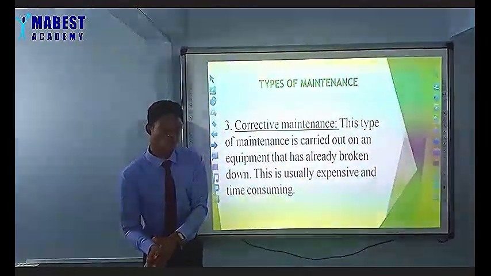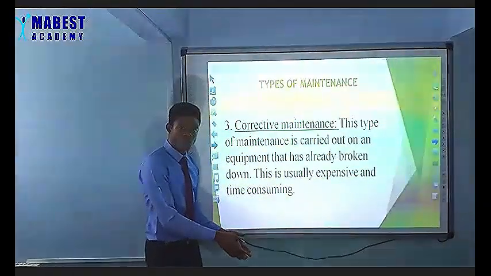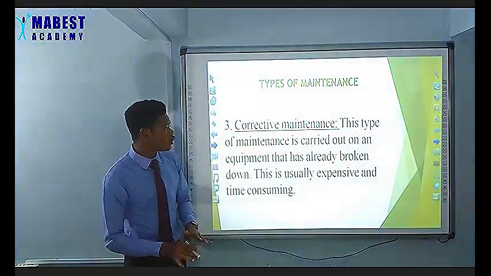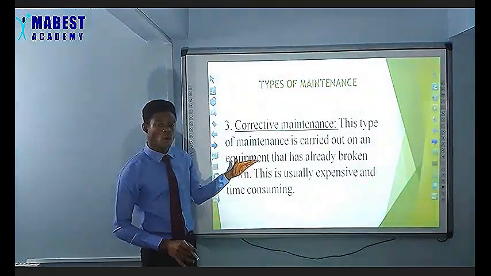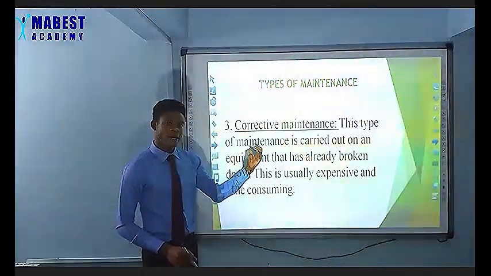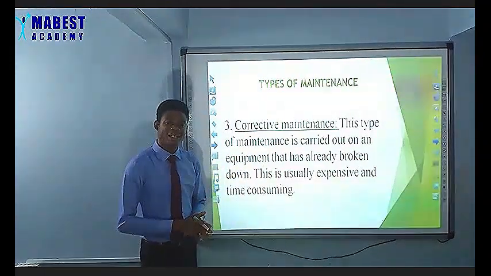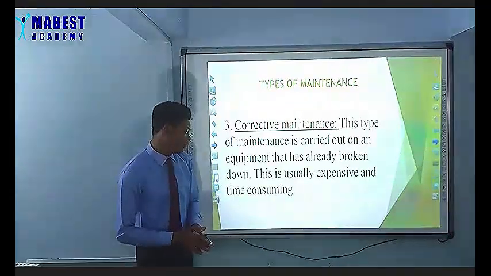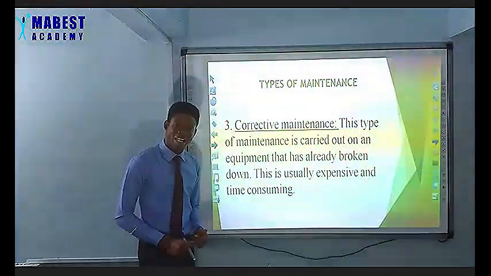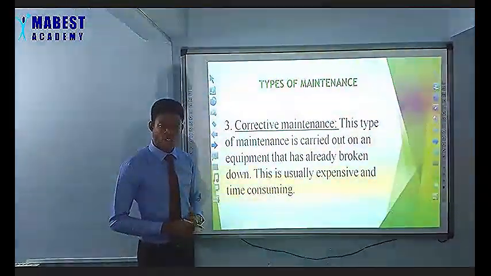So you are not trying to prevent, you are not trying to what? Predict. The equipment is already down. So the type of action that you carry out on this is what? A corrective maintenance. And this is done on an equipment that has already broken down. This is usually expensive and what? Time consuming. For example, again, I will use the car.